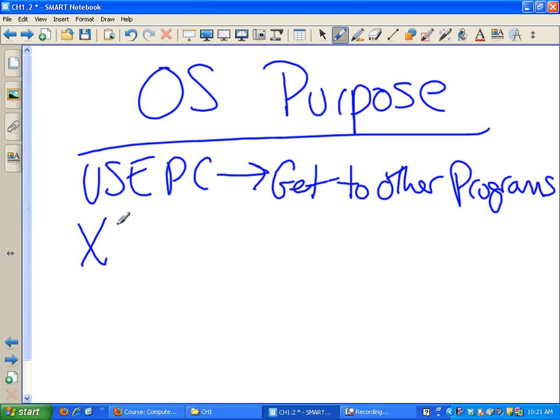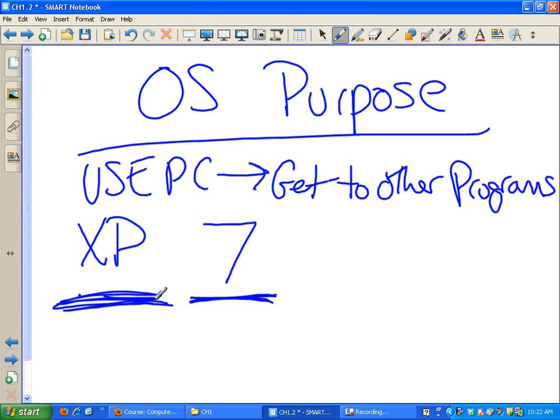What's the difference between XP and 7 as far as that purpose goes? When you're in Lab 210 using a Windows XP machine, and in Lab 209 using a Windows 7 machine, do they serve a different purpose? No, it's always just to get to Office, or the internet, or a program. So why would I go to Windows 7 over Windows XP? What would be my reason? Run faster, maybe. Better.